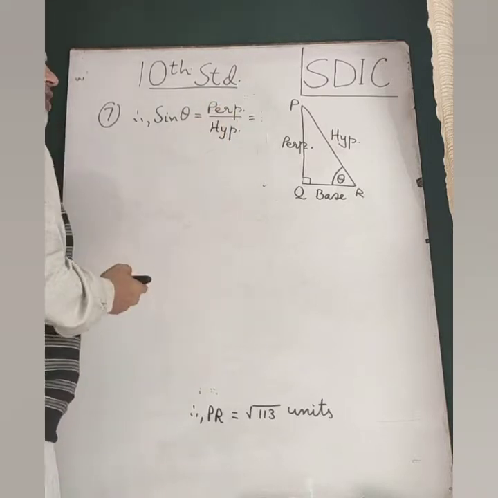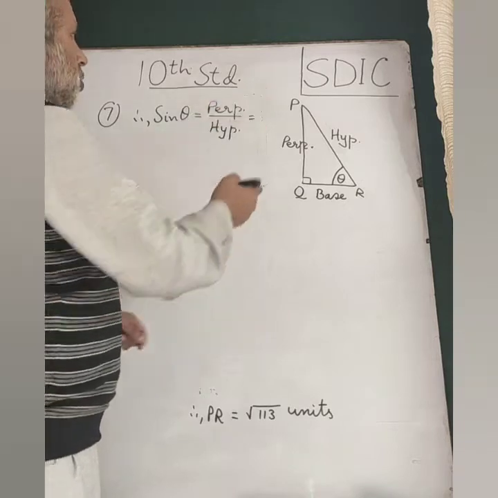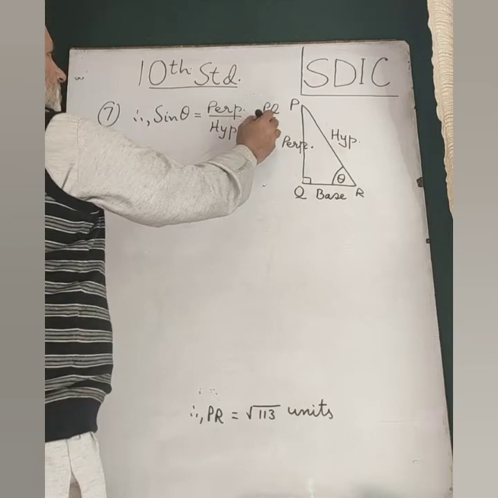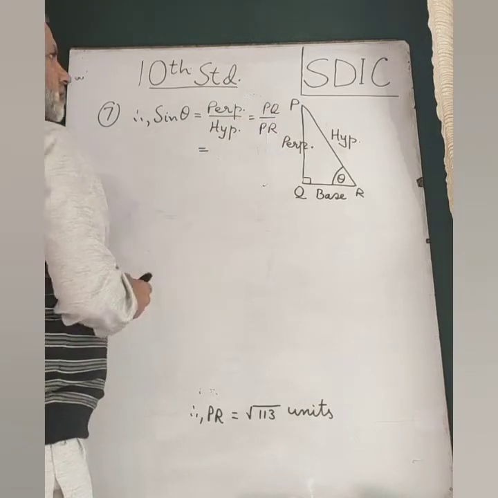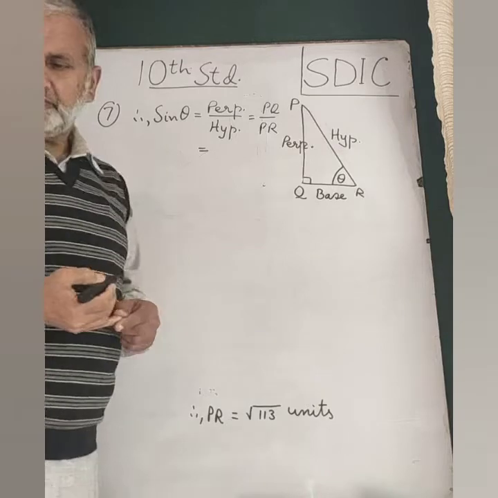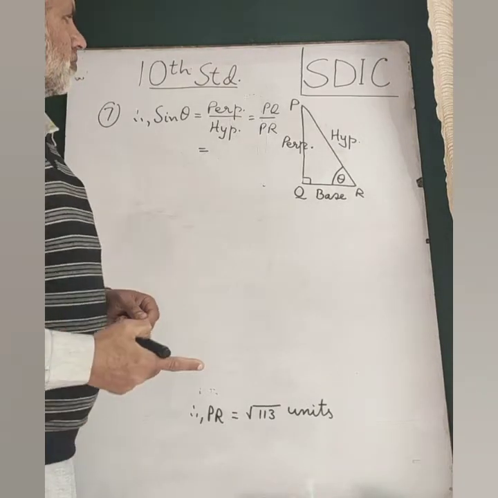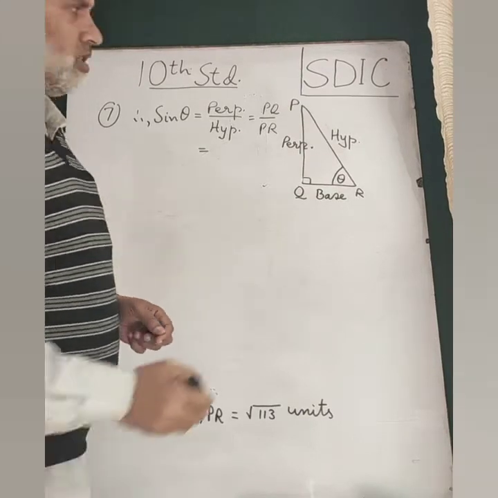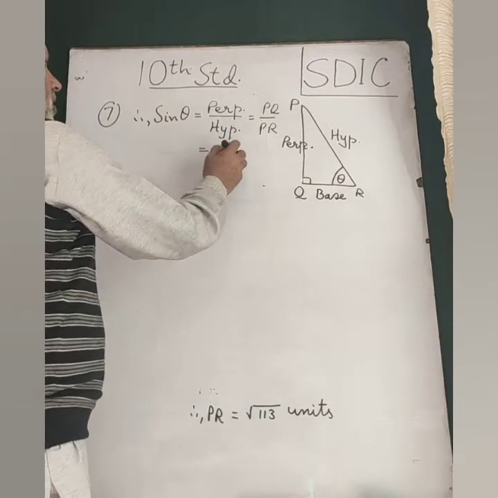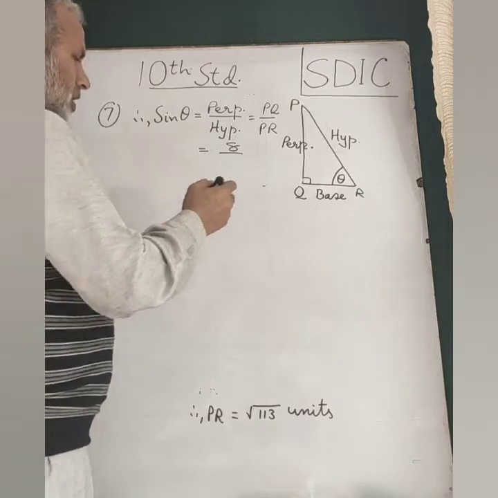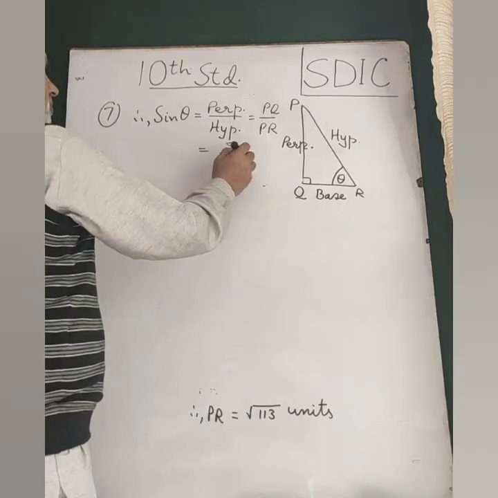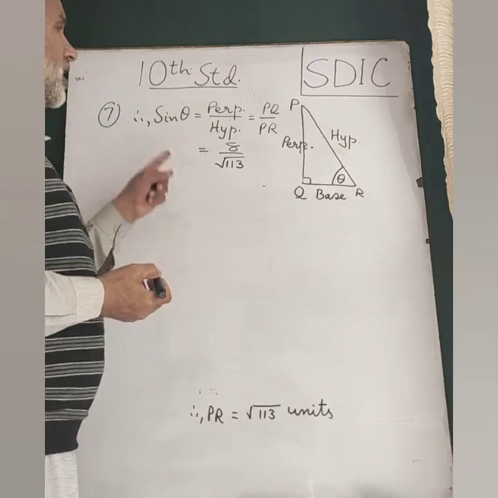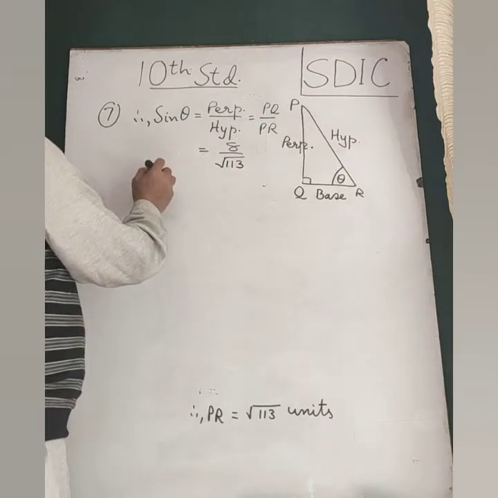Now their names we have already identified. Perpendicular is PQ divided by hypotenuse is PR. Use their values. PQ is 8 divided by PR is square root of 113. This is sine theta.